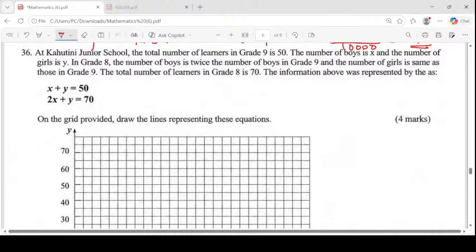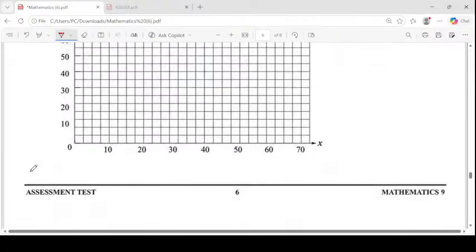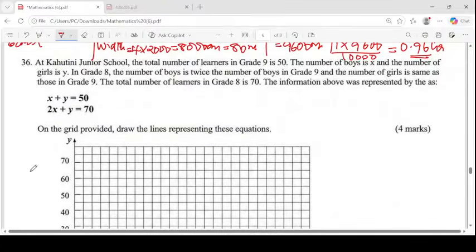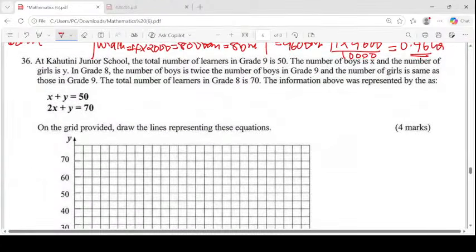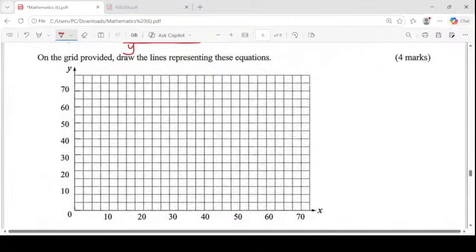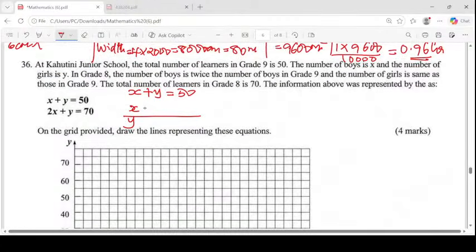On the grid provided, draw the lines representing these equations. We are told to draw the lines representing these equations. The first equation I have is x plus y equals 50. I'm going to come up with a table of x, y values. So when x is 10, y is 40. When x is 20, y is 30. And when x is 30, y is 20.